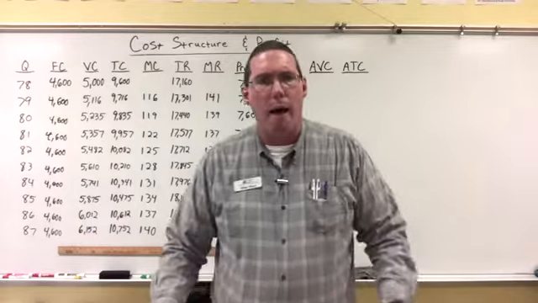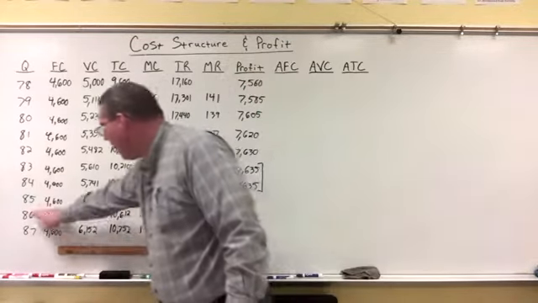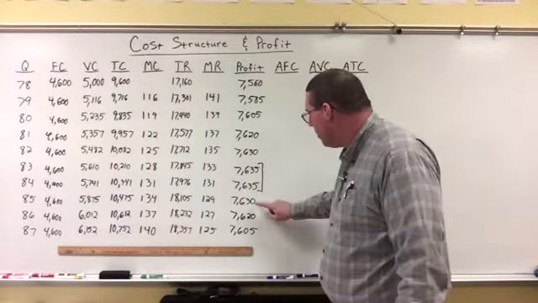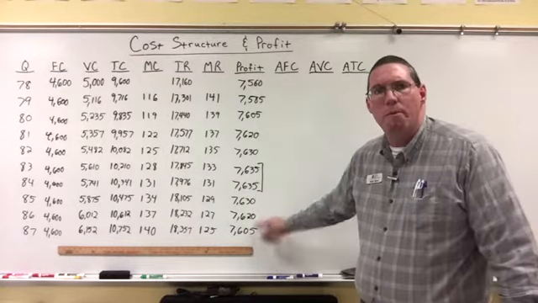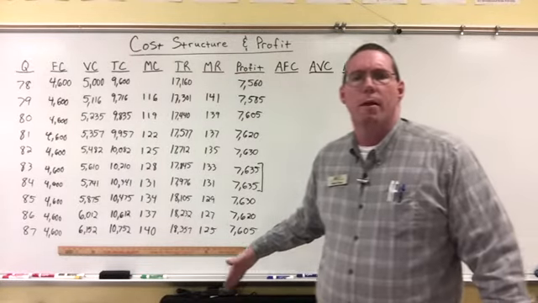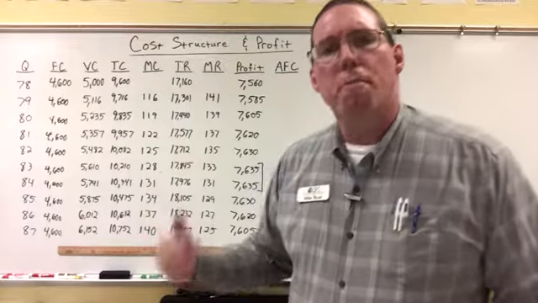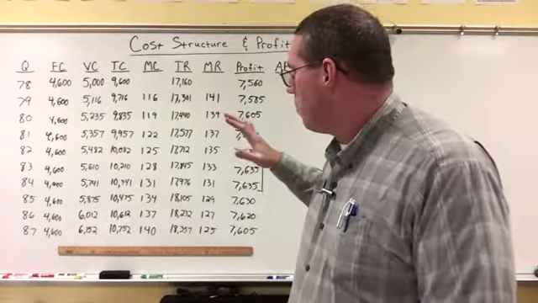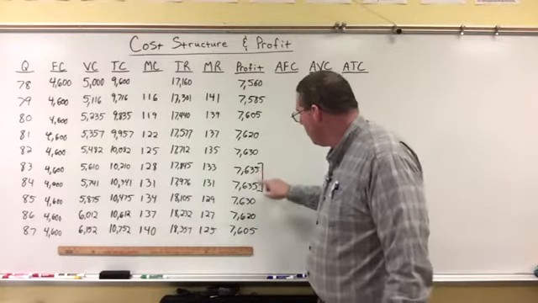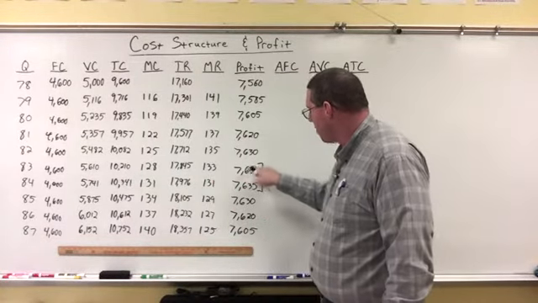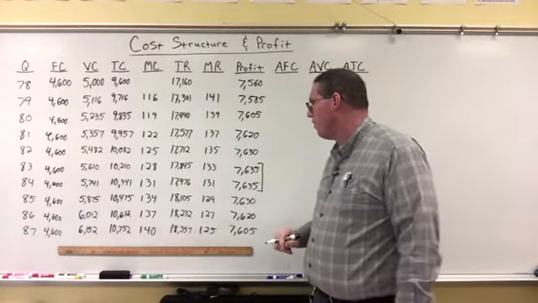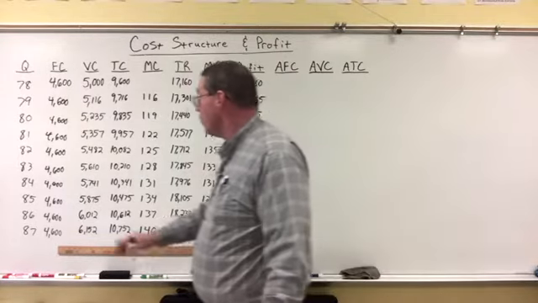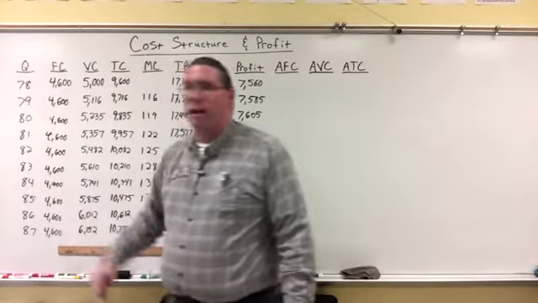They should stop, and they certainly should not produce the 86th or the 87th unit, because that's just going to make their profit go down even more. They want the most profit that they can possibly get from producing. And these two numbers right here, here's their maximum profit, 7,635. So they should either produce 83 units or 84 units.